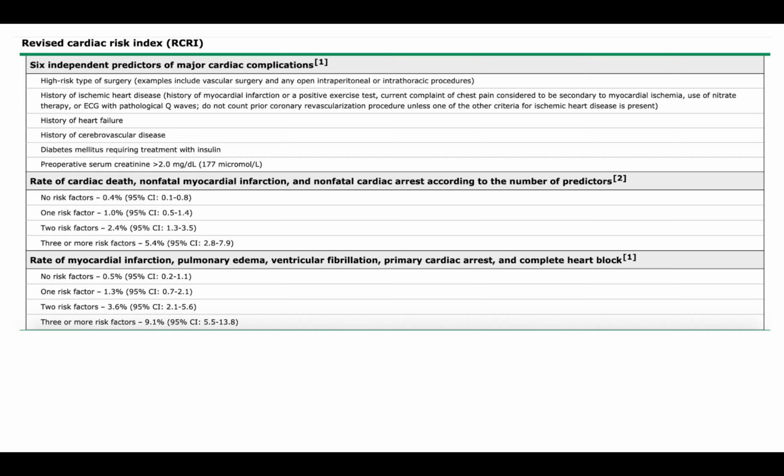If they don't have any risk factors, then their rate of cardiac death, non-fatal MI, or non-fatal cardiac arrest is listed below. So with no risk factors, 0.4%. With one risk factor, 1%. And then if they have 3 or more of those risk factors, their risk is about 5.4%. And then they also can talk about rate of MI, pulmonary edema, VFib, primary cardiac arrest, and complete heart block. And again, those listed at 3 or more factors, obviously the highest risk at 9.1%.